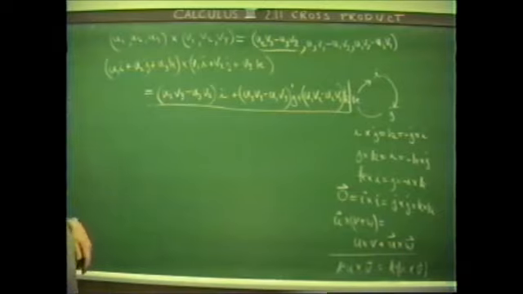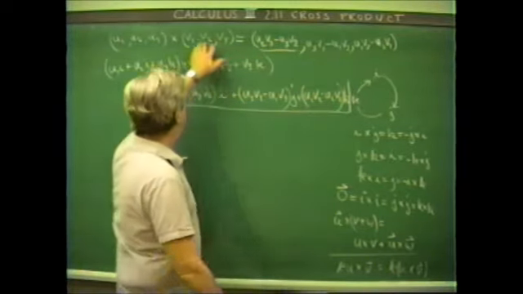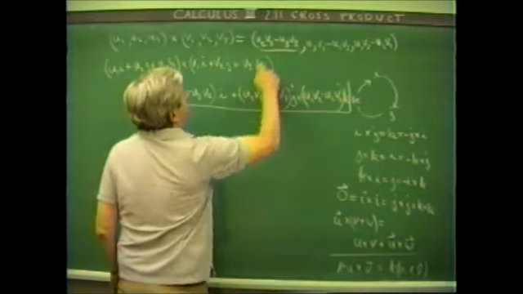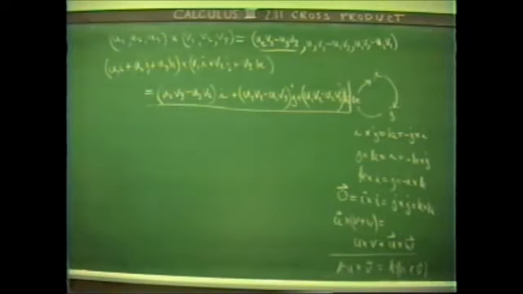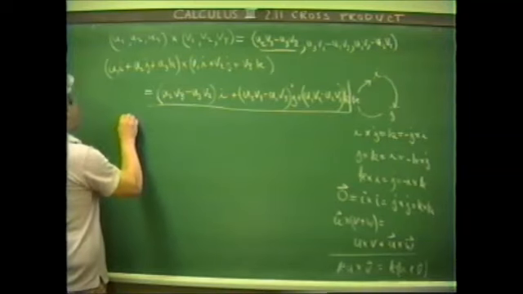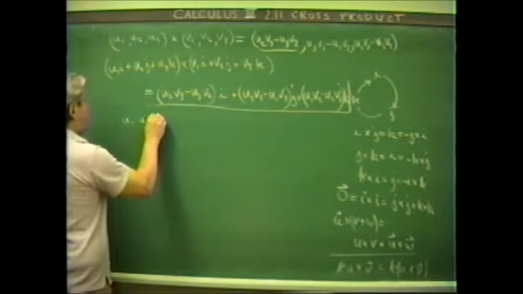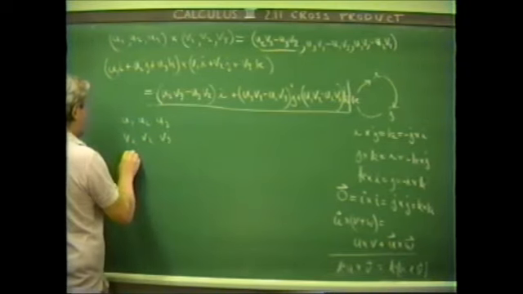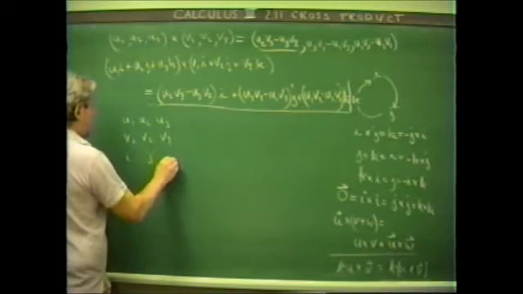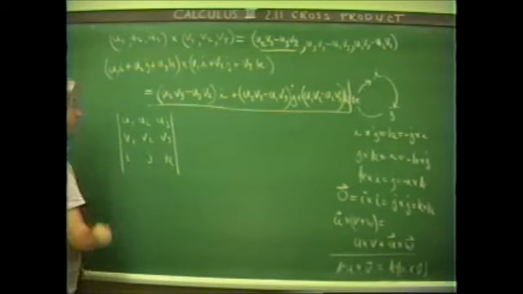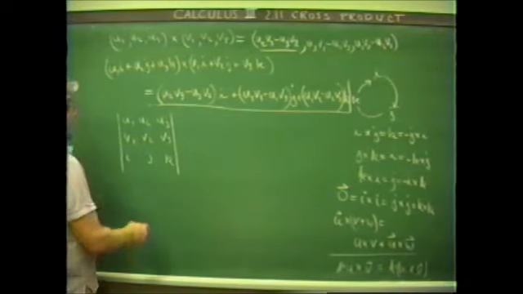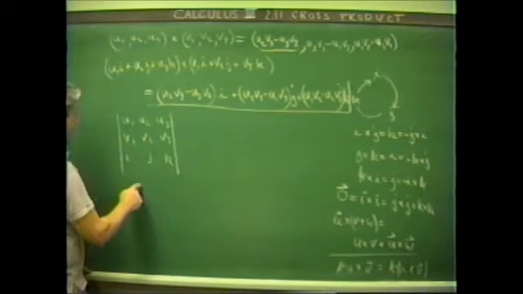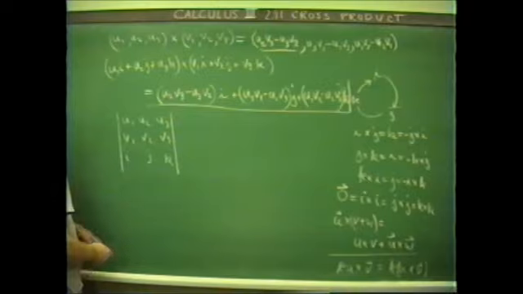So there's the resulting vector. Here it is up here. And you can do this by just keeping track of what's supposed to go where. Some people like to do something like the following: put u1, u2, u3, v1, v2, v3, and i, j, k in a matrix and compute the determinant of this matrix. Some people like to put the i, j, k on the top and then u1, u2, u3 down below. You're going to get the same result if you do that.